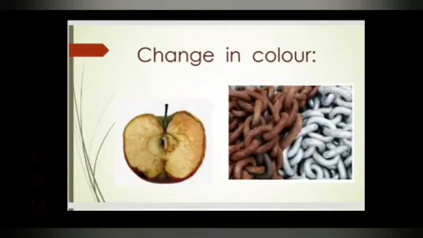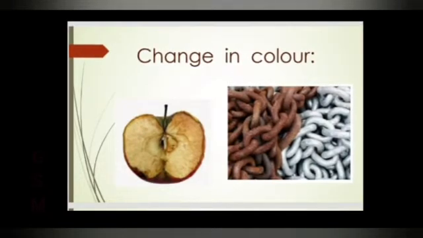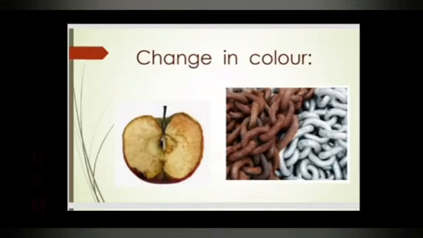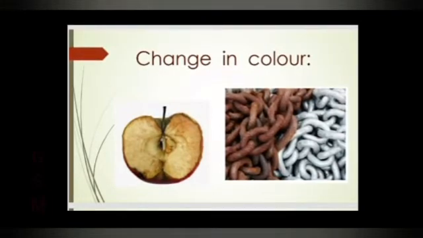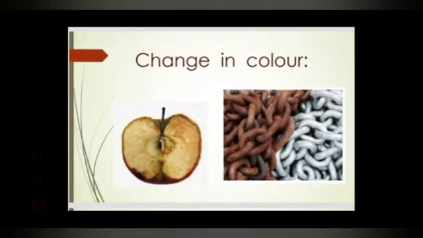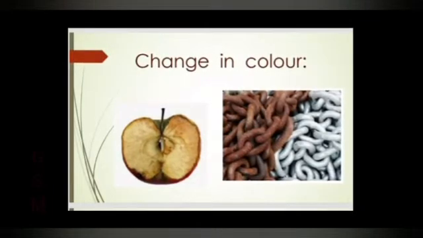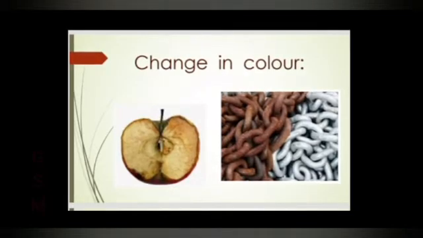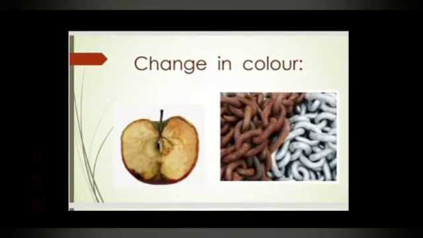Some examples of chemical changes or chemical reactions that produce color changes are the browning of cut apples, lime water turning a milky color when mixed with carbon dioxide, the rusting of iron, and the ripening of fruits. These are examples of change in color.